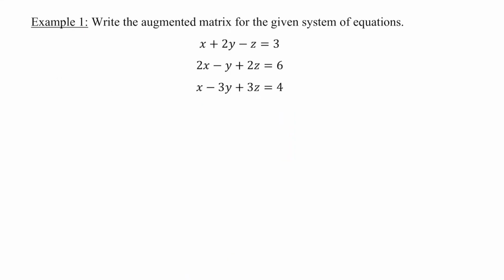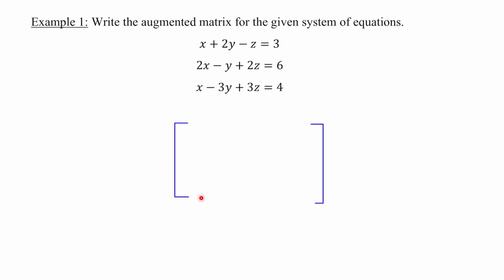Example 1. Write the augmented matrix for the given system of equations. I have a system of 3 equations and 3 unknowns. I will have 3 rows and 4 columns. But before I convert that into matrix form, I will need to make sure that all of my equations are in the standard form, which means all of the terms with variables are on one side and the constant is on the other side.